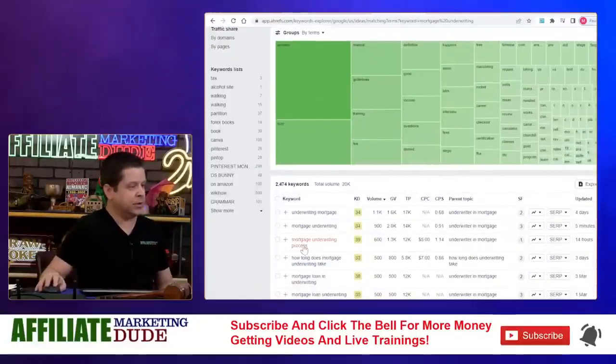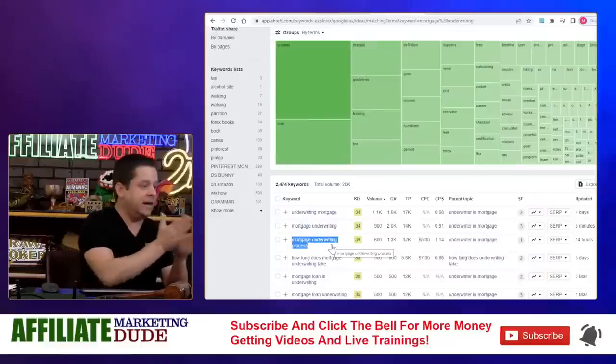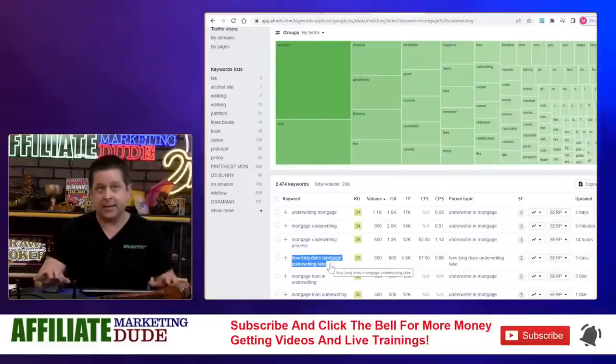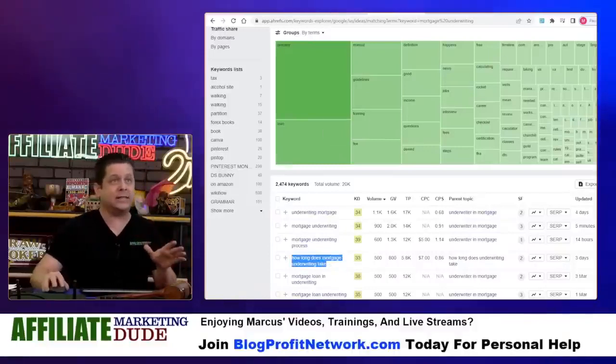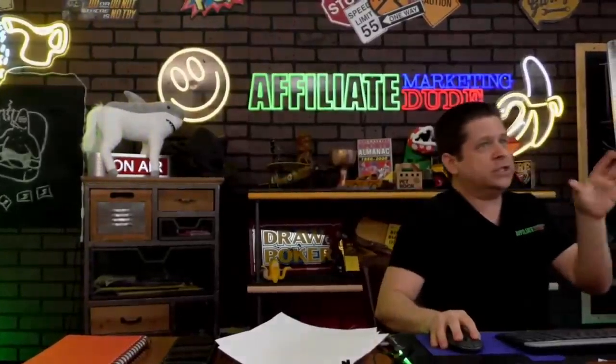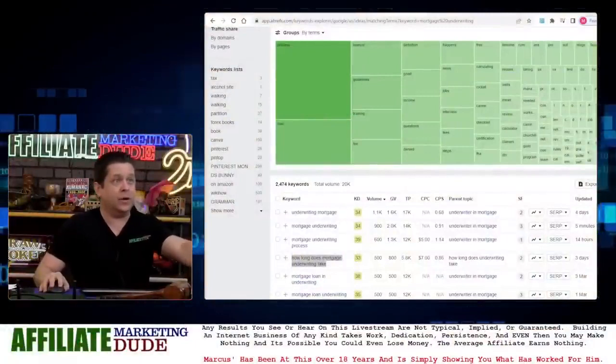So now we look at this and we're like, okay, mortgage underwriting process. Now this is a lot less competitive than the other stuff. How long does mortgage underwriting take? These are people that are in the process of buying a house. You could talk to them about different mortgage things, different rates, how to get a guaranteed rate or how to get a backup lender or whatever it is. And we start to understand, okay, now we got something that we can work with.